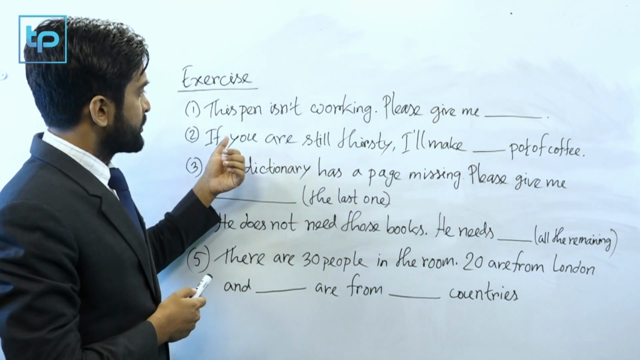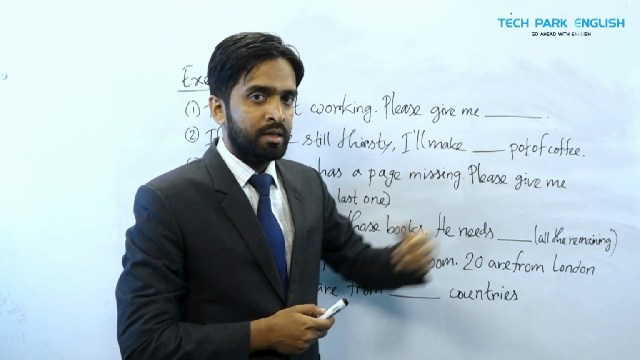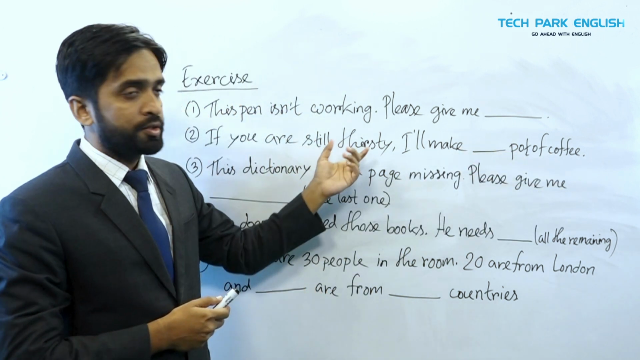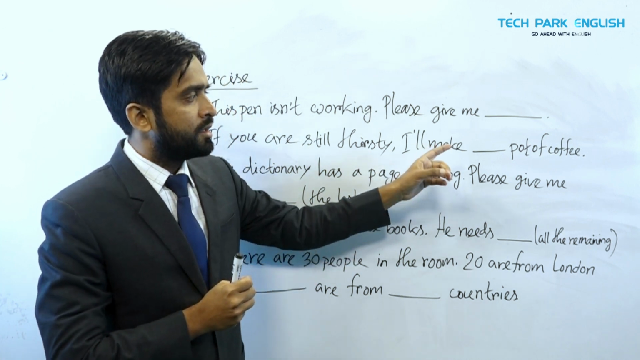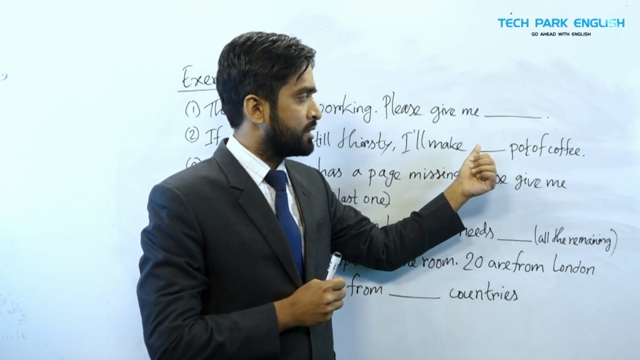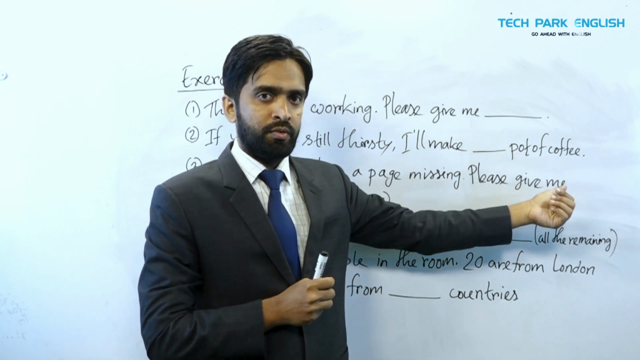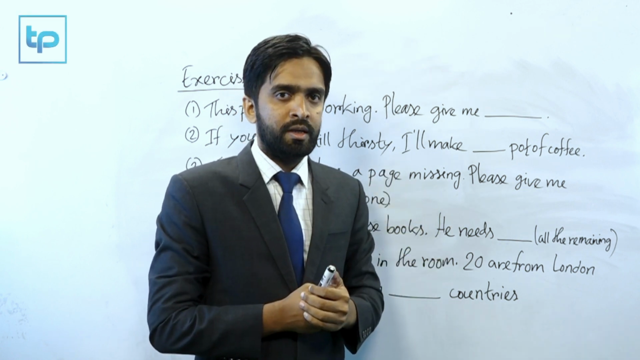Number 2, if you are still thirsty, I'll make dash pot of coffee. It means if you are still thirsty, then I will make one more pot of coffee, right? So one more, you could say another pot of coffee, and another means one more pot of coffee.